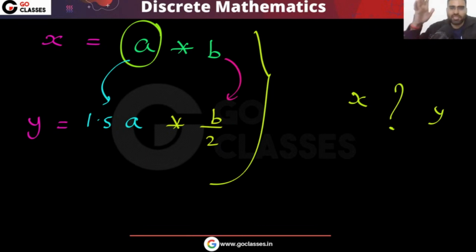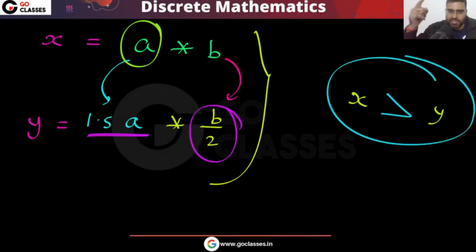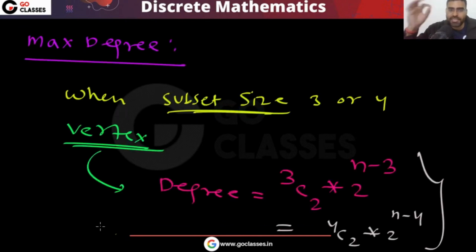If you are first timer in the Go classes, let me tell you a property of Go classes. This is the property that we do the complete analysis of the questions. Whatever question we solve, we always do the complete analysis. Getting the answer is not enough for us. Okay, our students, Go classes students, they don't stop after getting the answer. If they get the answer, they will not stop.